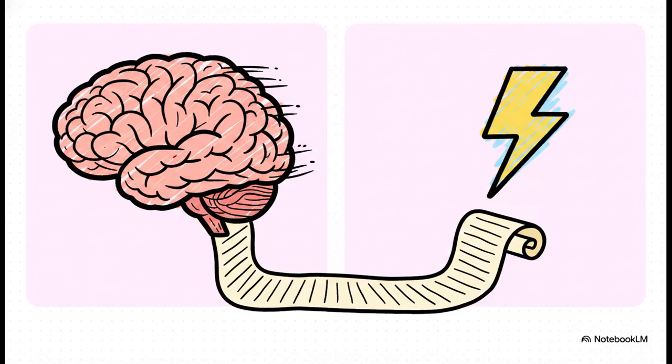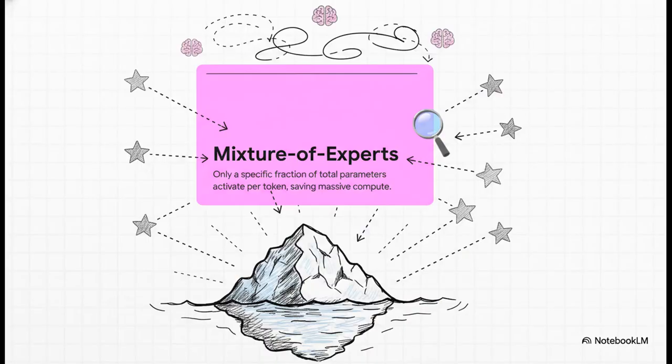Then we've got the V4 Flash. This is the smaller, faster, cheaper variant packing 284 billion total parameters with 13 billion active. And honestly, the most surprising part of all this, both of these models support that massive 1 million token context window by default. Now you might be wondering, wait, how can a model have 1.6 trillion parameters but only 49 billion are active? Well, it's all thanks to an architecture called Mixture of Experts, or MOE for short.